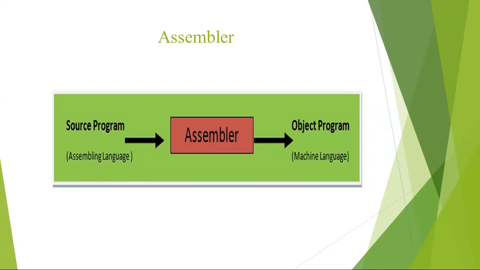Let's understand it with a little diagram. We have the assembler, and we have the source program, that is, the program written in assembly language, and the assembler converts that program written in assembly language into machine language. In previous slides we discussed that a compiler works with a program written in high-level language and converts it into machine language, while an assembler works with a program written in assembly language and converts that program into an object program or machine language program.